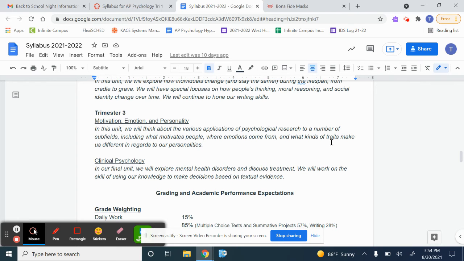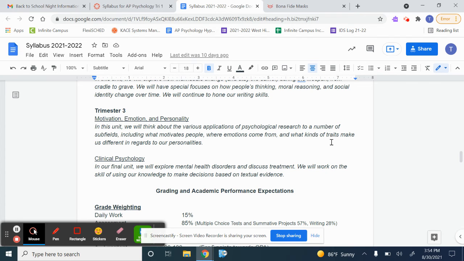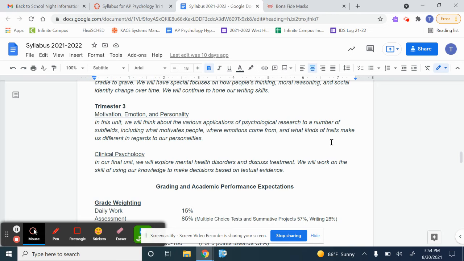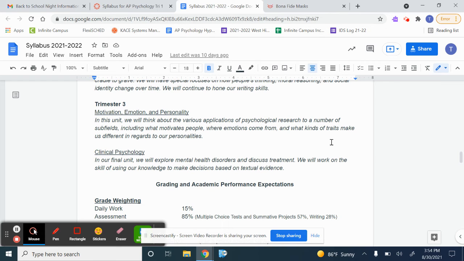In our final trimester, we look at some applied research in the areas of motivation, emotion, and personality. So we talk about motivational theories. Why do human beings feel compelled to take action? We talk about different theories of emotion. Where do emotions come from? And then finally, we look at some applied research in the area of personality, and we discuss some competing theories of personality development.